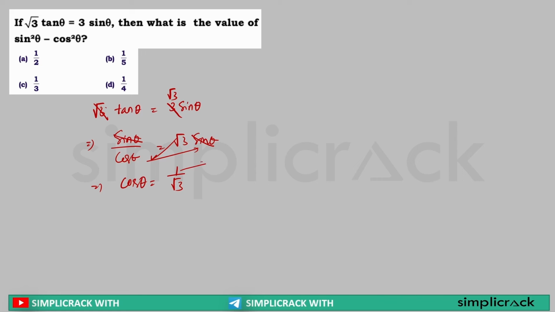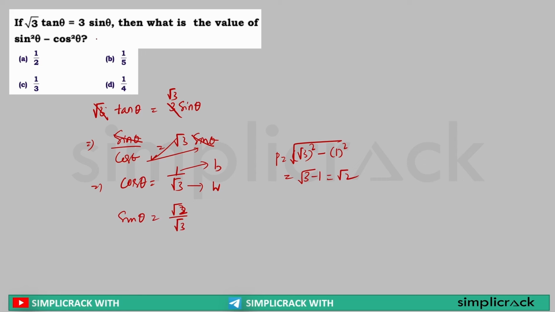If cos theta is 1 by root 3, we know this will be B, this will be H. Yes or no? Yes. If this is B and this is H, then P will be the square root of H square minus B square. That is equal to the square root of 3 minus 1, which is root 2. Yes or no? Yes. That means my sine theta will be root 2 by root 3, because P by H.